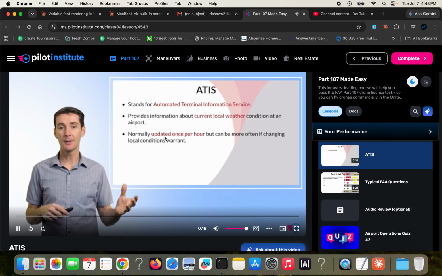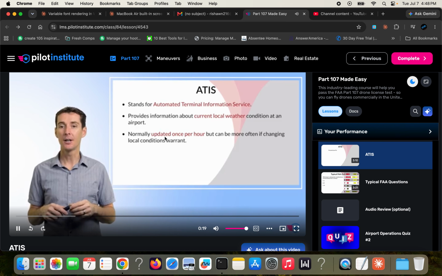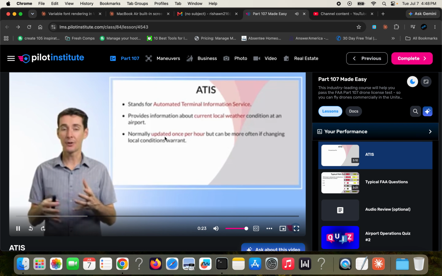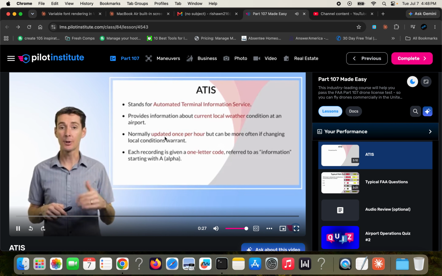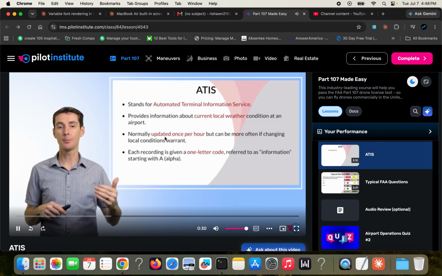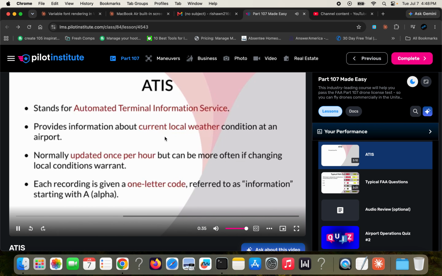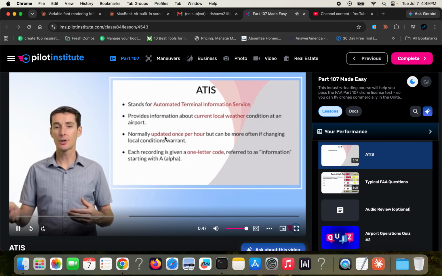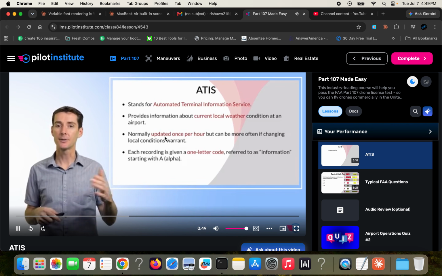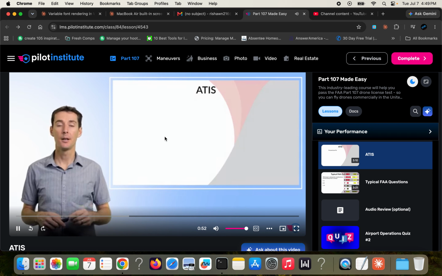The way that it works is it's updated every hour, and it can be changed more often than that if the conditions change a lot, but in most cases it's going to be updated every hour, and it's a recorded message. That recorded message is going to be played on a radio frequency that you can listen to, and then each of the recordings is going to be given a letter, and it's going to start with alpha. So the first issuance in the morning of the ATIS is going to be information alpha, and then an hour later it's going to be Bravo, Charlie, Delta, and so on and so forth. It's going to keep changing throughout the day.